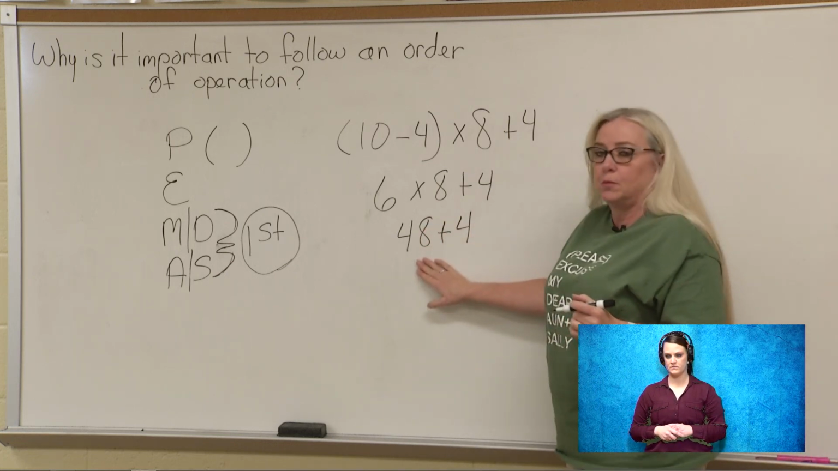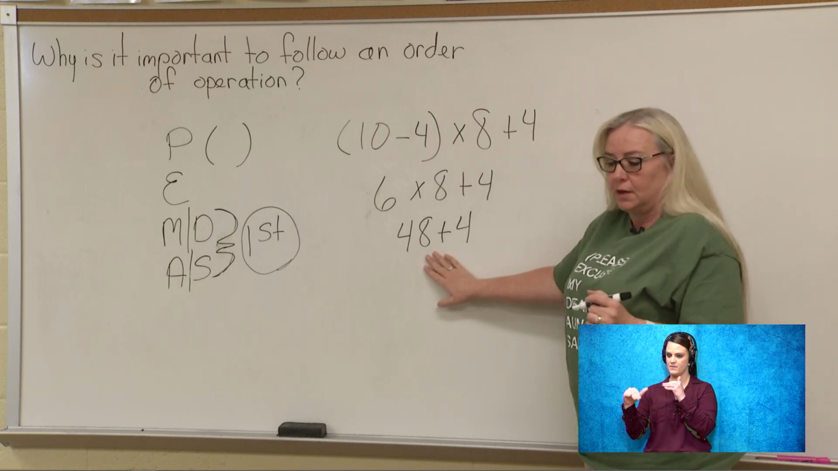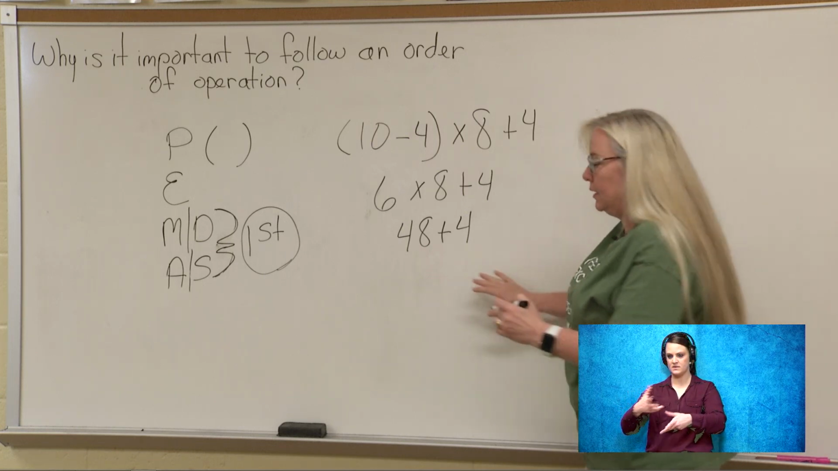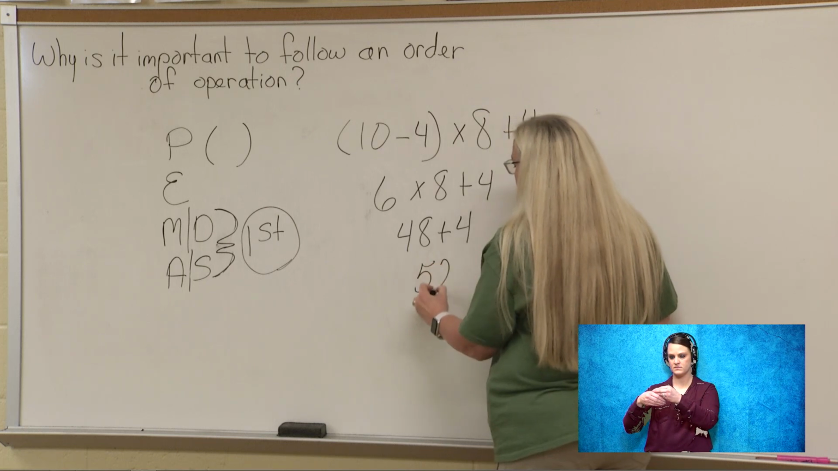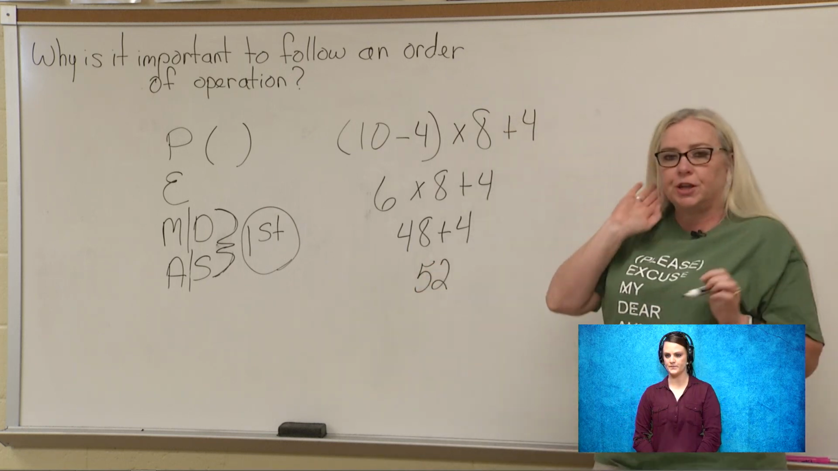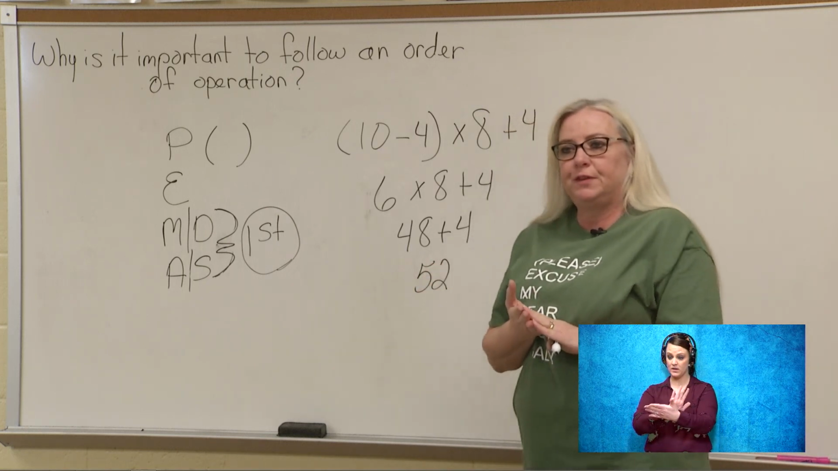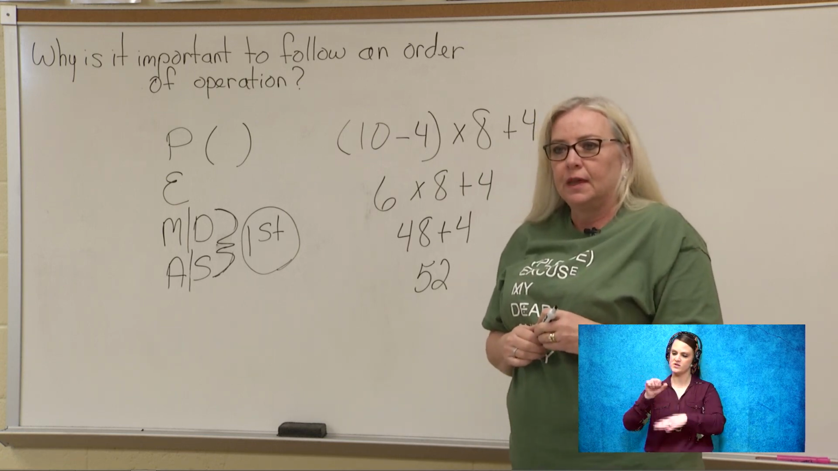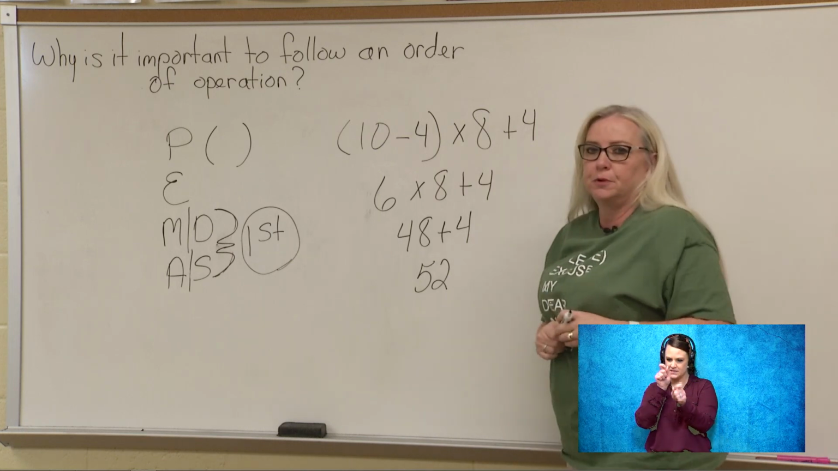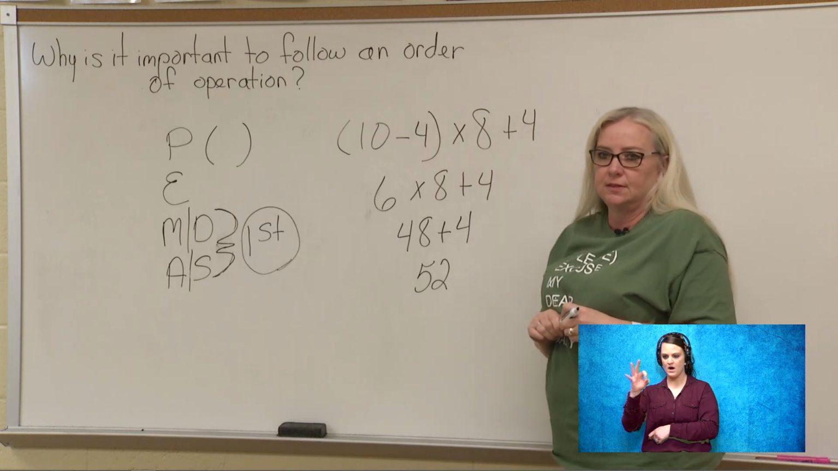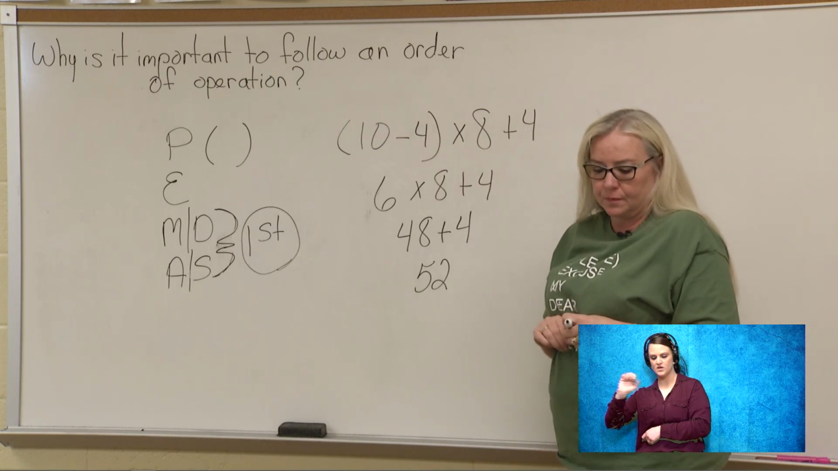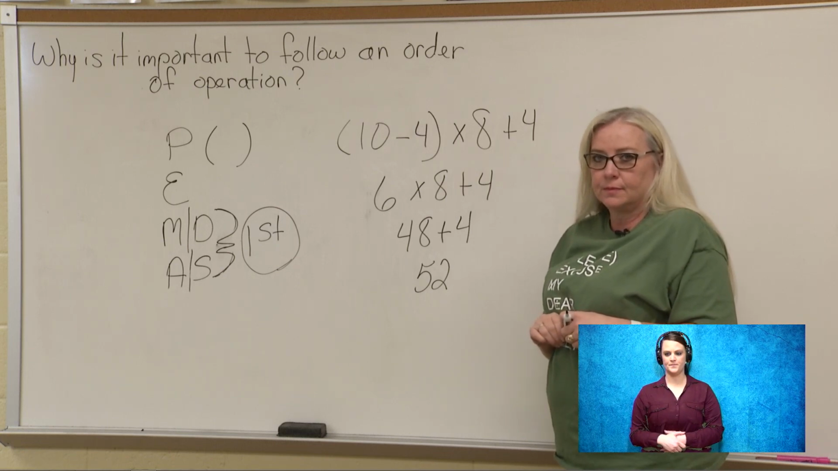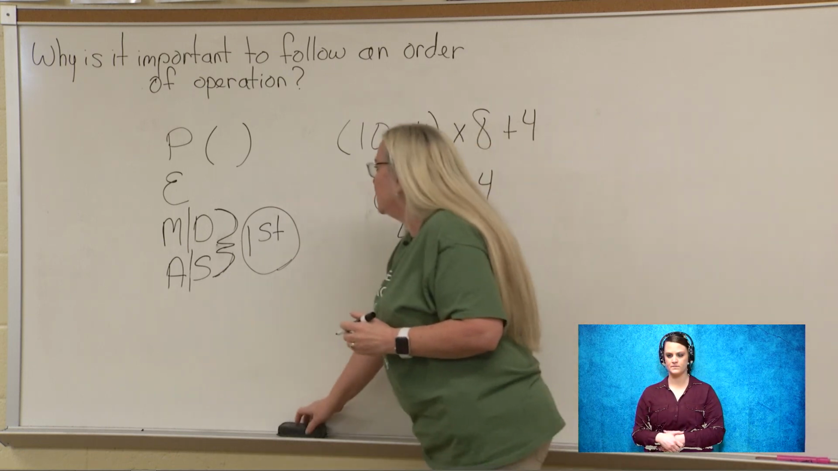Our last step, we have one operation left. So we add those together and we get 52. Check your paper. If you have 52, pat yourself on the back. You're doing a great job. That is exactly order of operations. That is what your teacher wants to see. Good job. All right, let's do the next one.